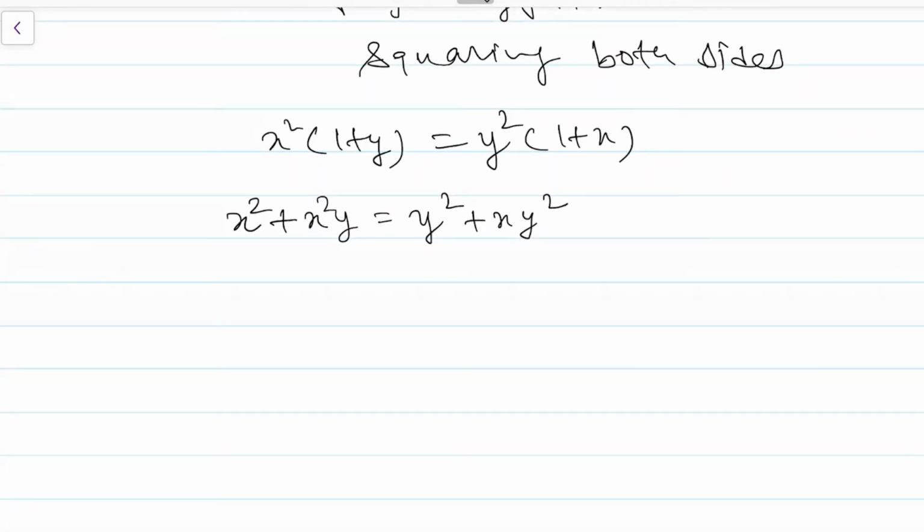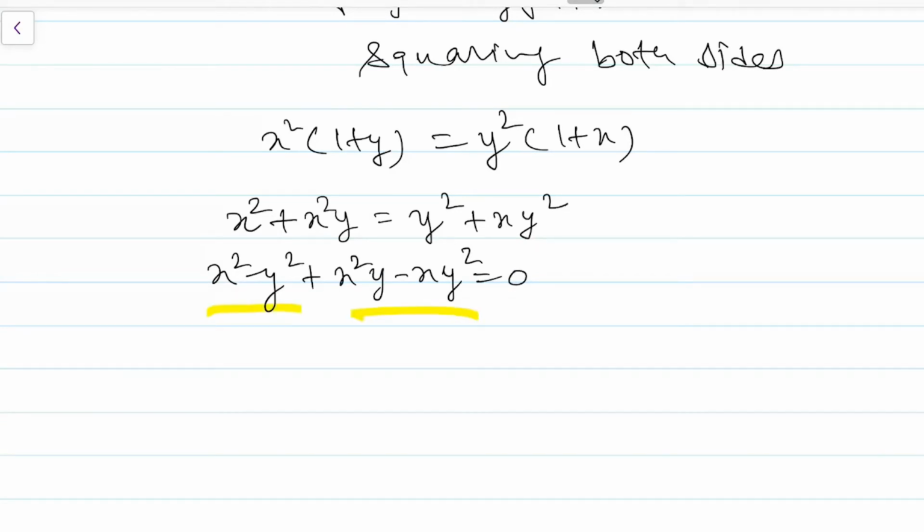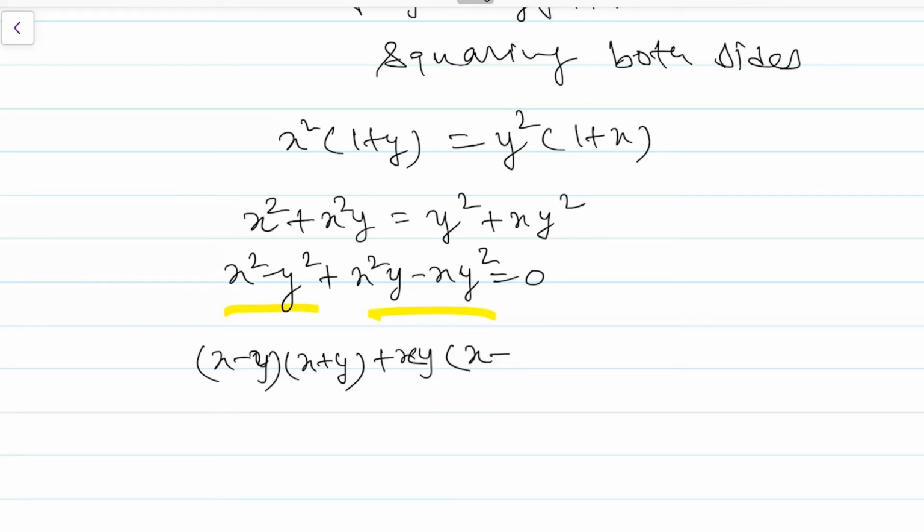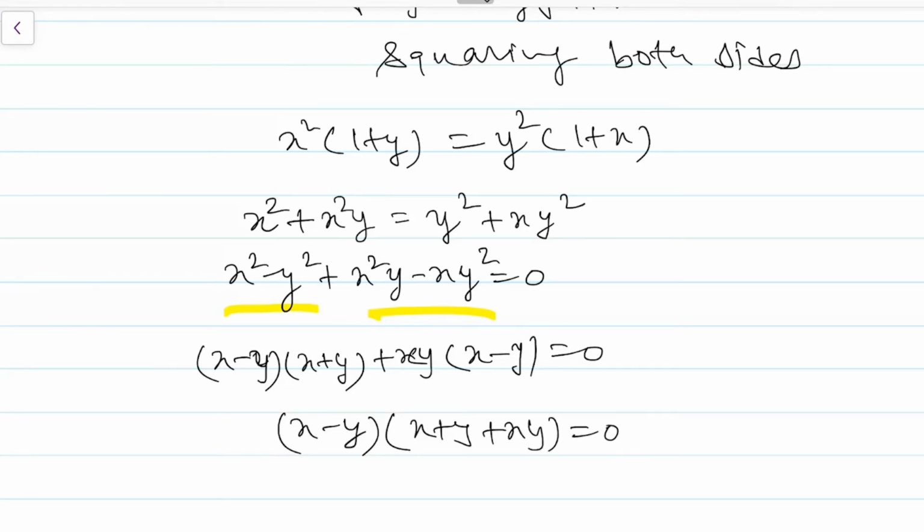Transposing all to the same side: x square minus y square plus x square y minus x y square equal to 0. Factorizing. From the first two we have x minus y and x plus y as factors. And the last two will give you xy into x minus y equal to 0. Again x minus y is common in the whole expression. So we'll get x minus y into x plus y plus xy is equal to 0.